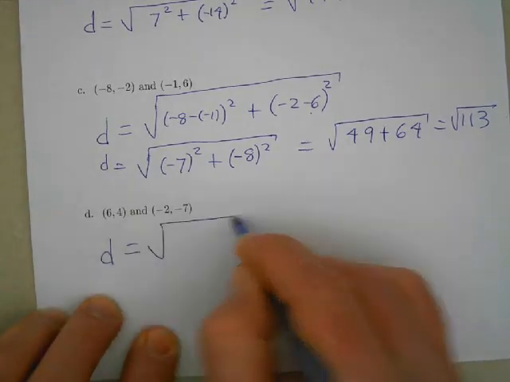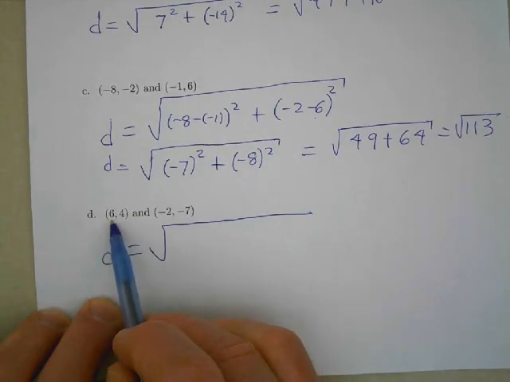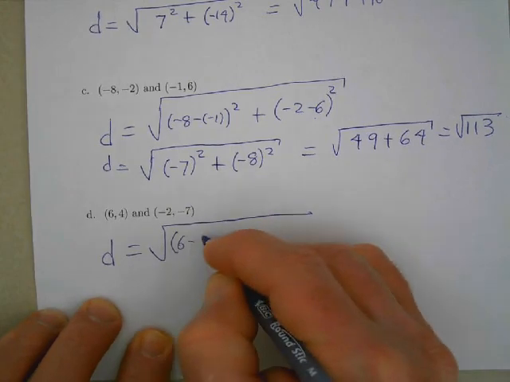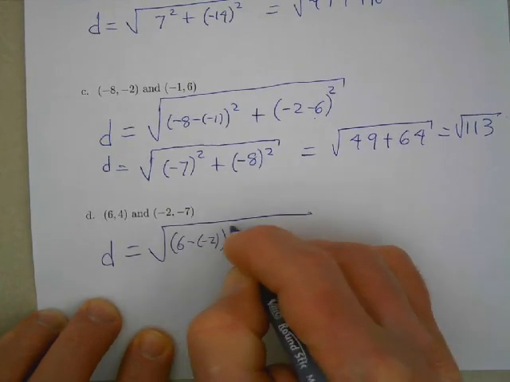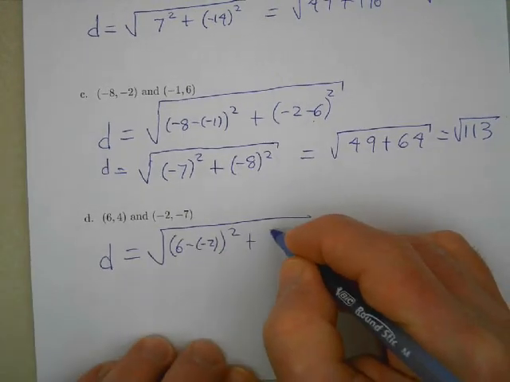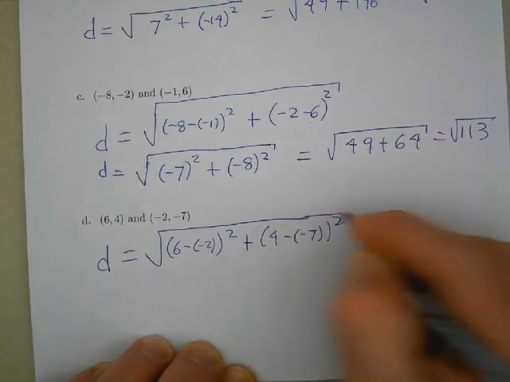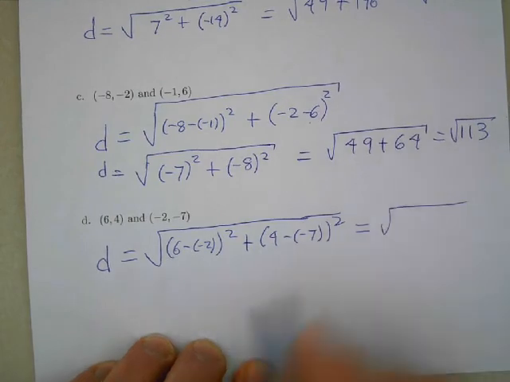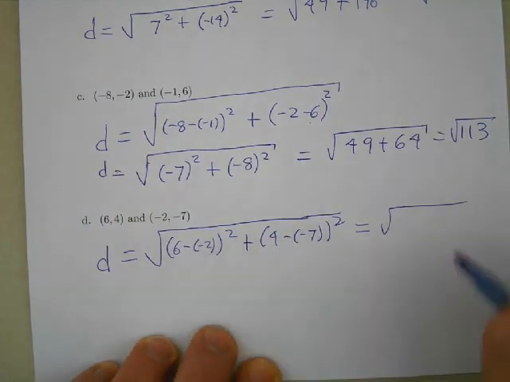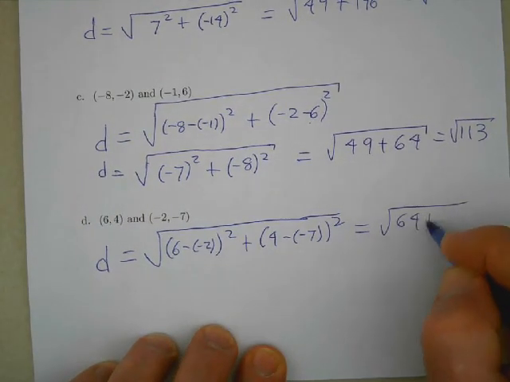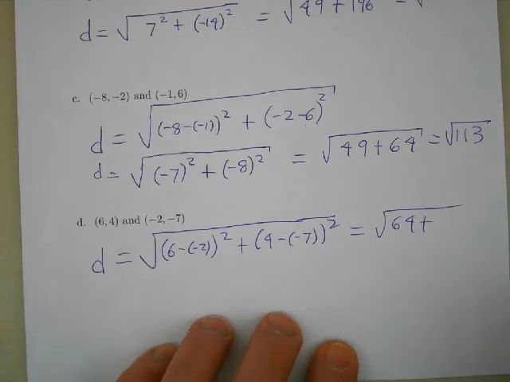So the distance is equal to, let's write 6 minus negative 2 squared plus 4 minus negative 7 squared. And we get 6 minus negative 2 squared, that's going to be 64, and then plus 4 minus negative 7, that's 11 squared, or 121.